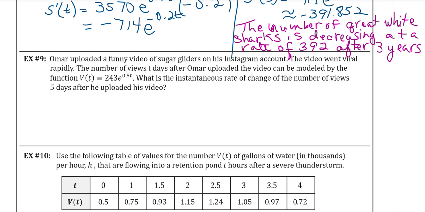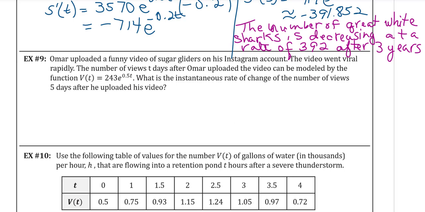The video went viral rapidly. The number of views t days after Omar uploaded the video can be modeled by the function v of t equals 243 e to the 1/2 t. What is the instantaneous rate of change in the number of views 5 days after he uploaded the video?